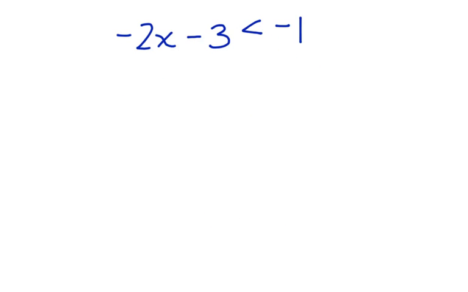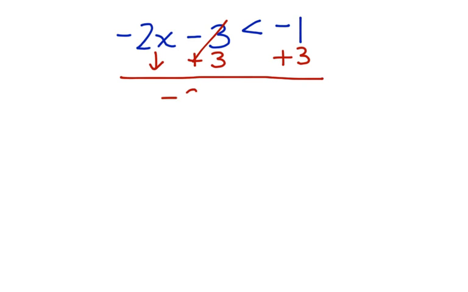Negative 2x minus 3 is less than negative 1. Again, we're going to solve for x. Use the inverse of subtracting 3. We add 3 to both sides. These cancel. Bring down the negative 2x. Negative 2x is less than negative 1 plus 3, which is a positive 2.